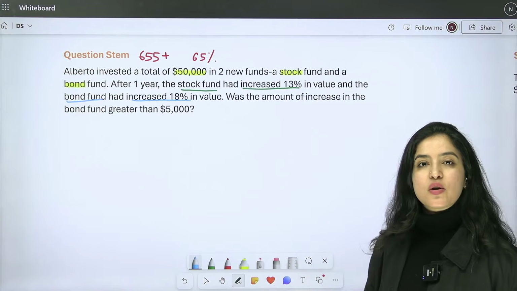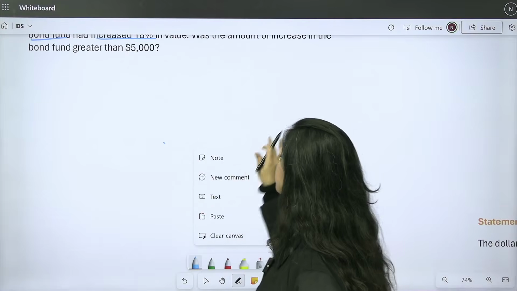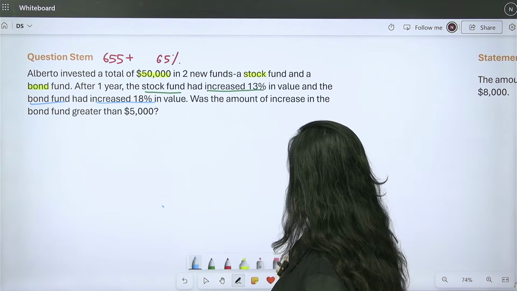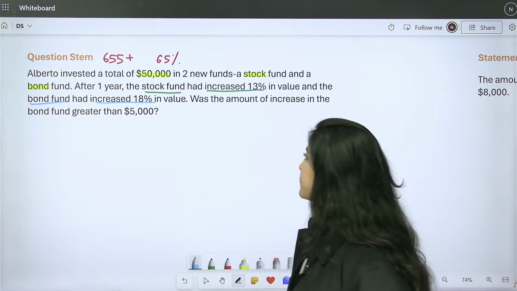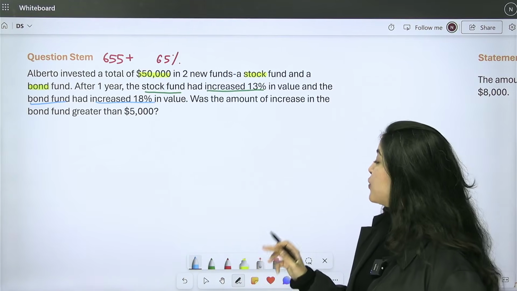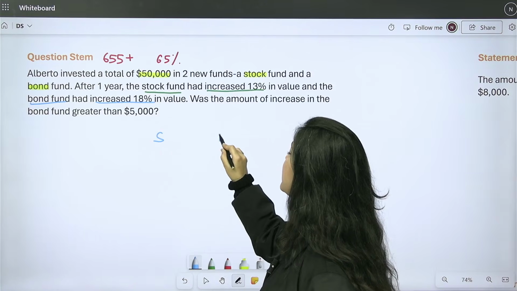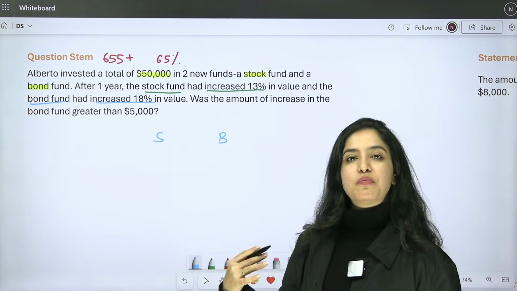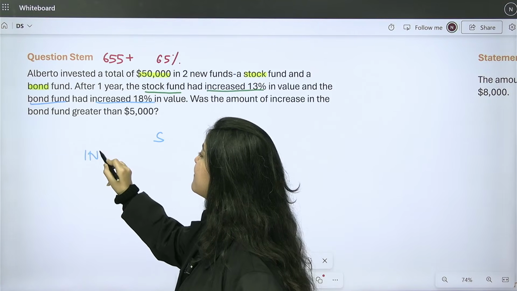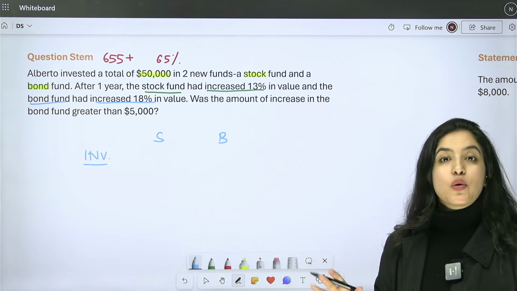I'll represent all of the information till here nicely. So I have my stock fund. I'll first represent all of the information we've read till now properly. So you have two funds, your stock and bond funds. So this is S and this is B. And I know the total that we've put into the two is 50,000. So if I'm talking about the investment here, then the sum of those two is 50,000. I don't know either of those.